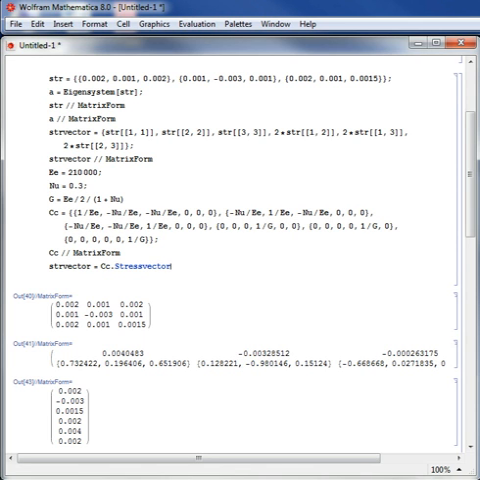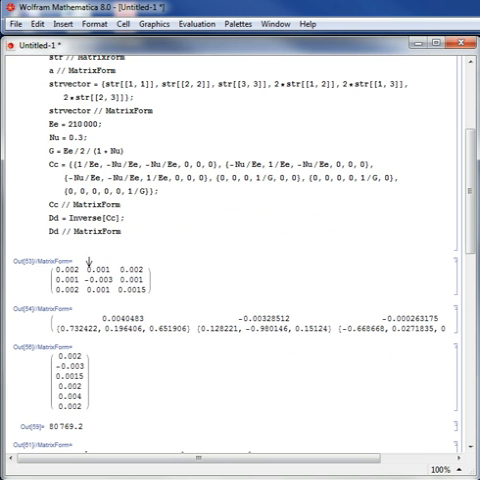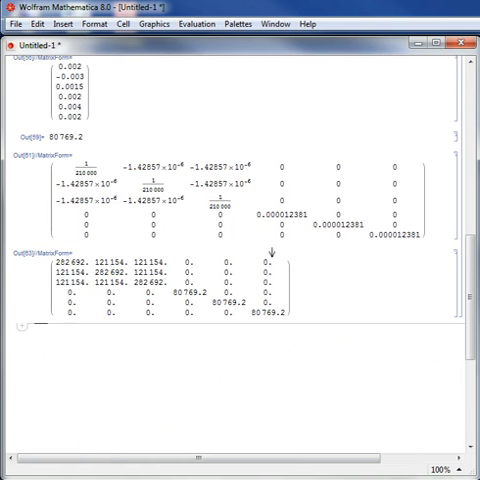But what we're interested in is the stress vector. So I need to find the inverse of C. So I'm going to get a matrix D, which I will get by inverting the matrix C. Then let's see matrix D in matrix form. Here is the matrix C and here is the matrix D.